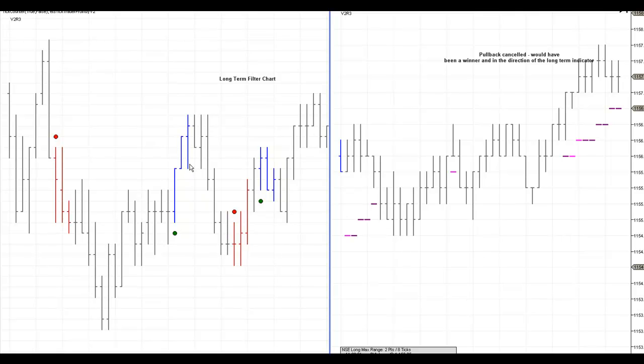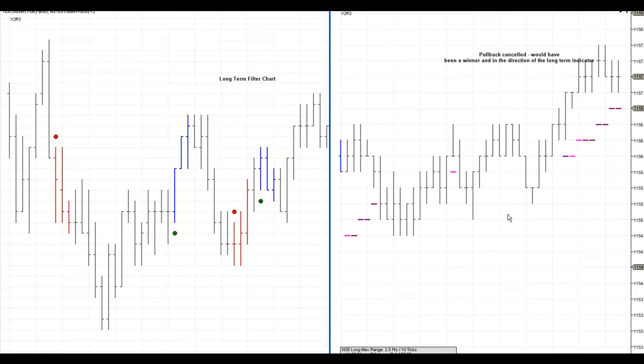Let me talk about what happened today. The long-term filter went long, so we wanted to find a long trade. Here's a long pullback trade, but that happened right at the open. I seriously doubt anybody grabbed that trade. I do not trade before the opening bell, and it's questionable if that was before or after the open.